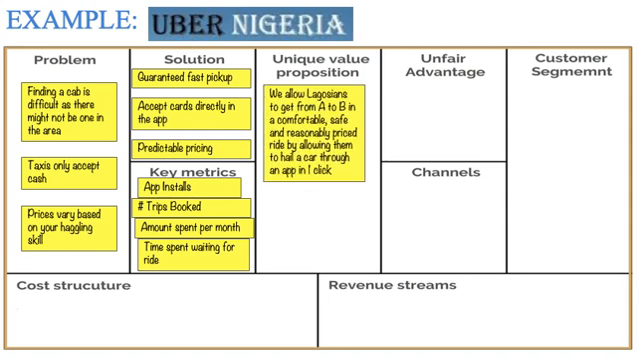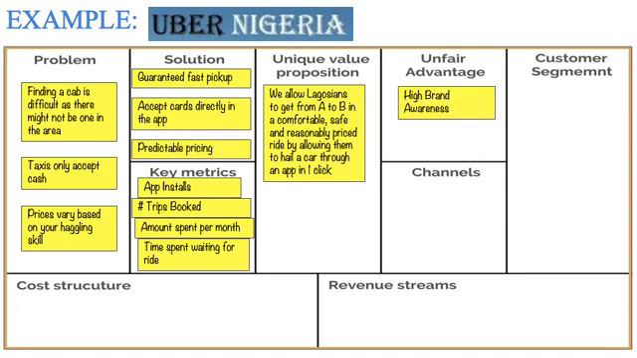So the unique value proposition is we allow Lagosians to get from point A to point B in a comfortable, safe, and reasonably priced ride by allowing them to hail a car through an app in one click. Now, this is where how you're going to solve it can come in, like in the app. This is what your unique value proposition is.